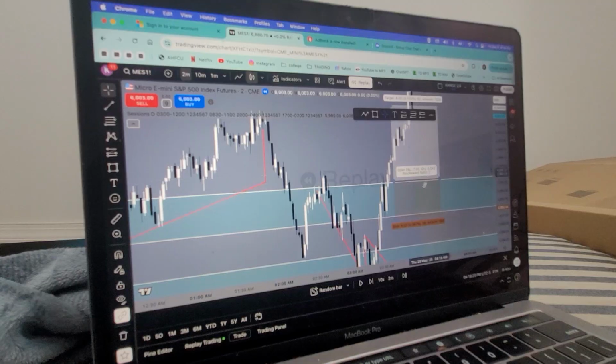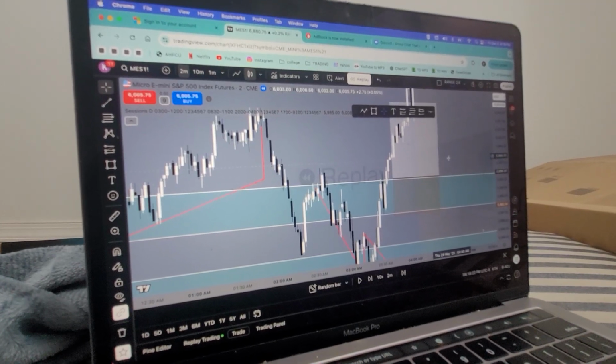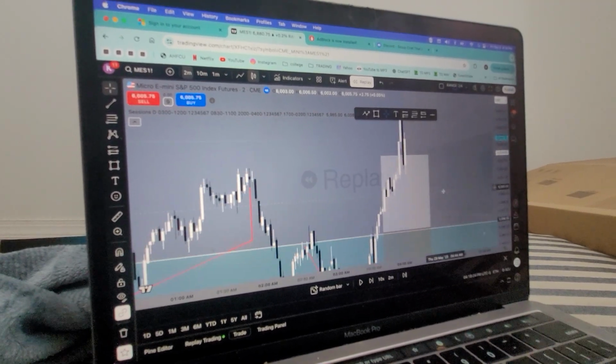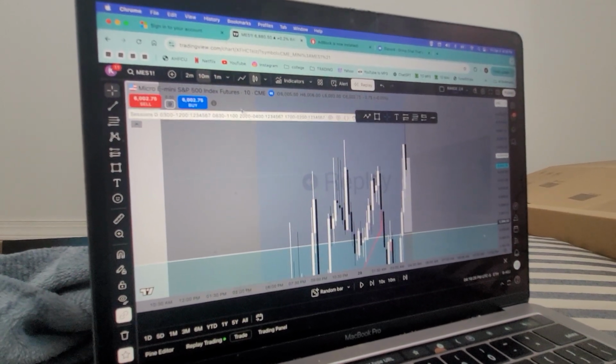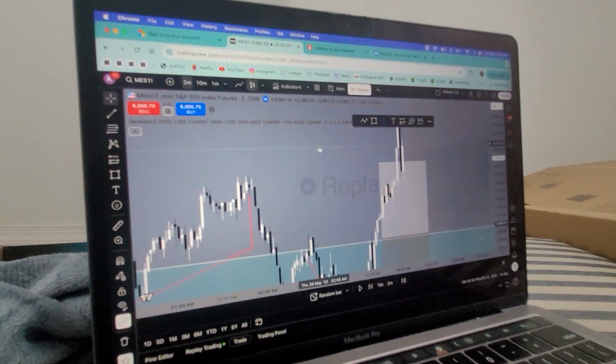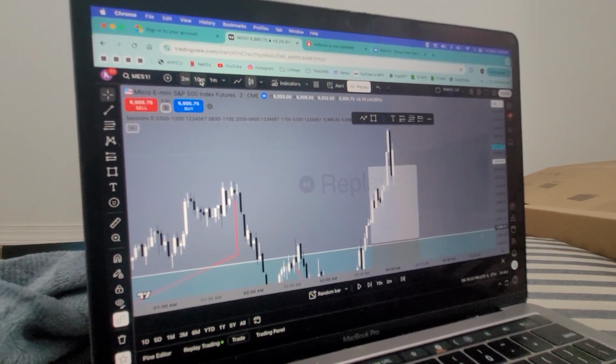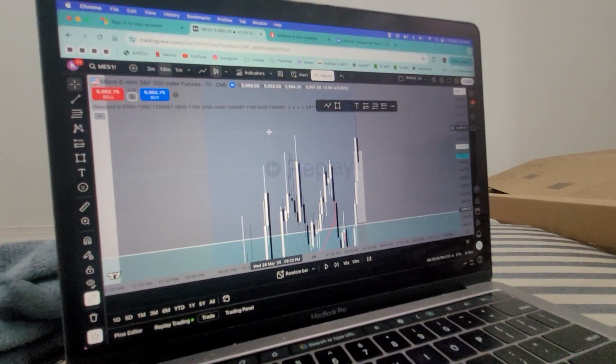It does the move, but it doesn't have us inside of it. But at least we were right about the direction and just getting more confidence in ourselves. Yeah, it's cool. Sucks. Let's move on.